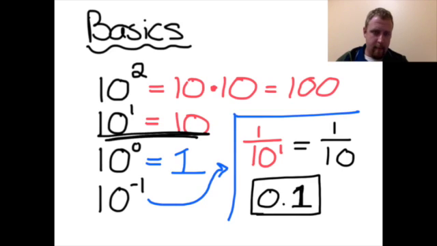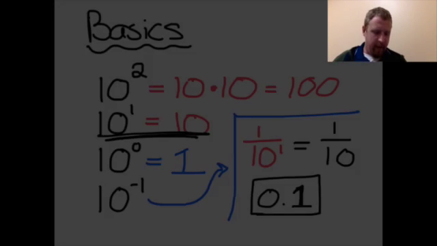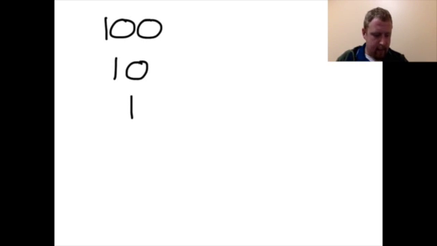Okay? Now, I want you to focus in on where this is headed. Take a look. 10 squared, 100. 10 to the first, 10. 10 to the 0, 1. 10 to the negative 1, 0.1. Let's take a look at that progression for a minute. Okay? 100, 10, 1, 0.1.